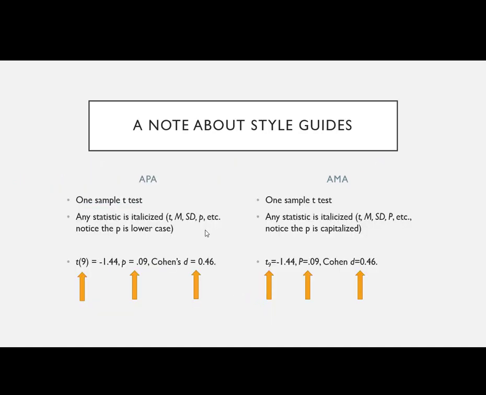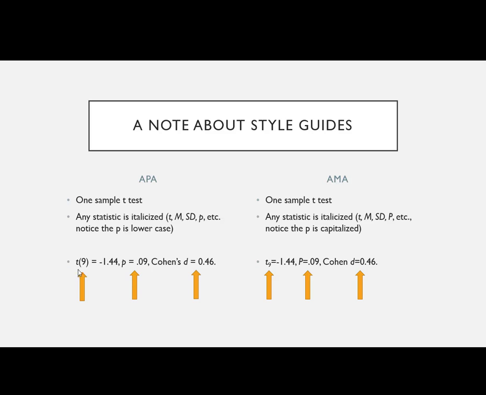When we report out in APA, we're looking at our 1 sample t-test that we did. We have APA and AMA, and you can see that they're very similar, and I'm going to point out how they're different. For both style guides, any statistic that is reported is typically italicized. So this is your t statistic, your mean, your standard deviation, your p-value, etc. Notice in APA the p-value is lowercase, and same for AMA, but the P is capitalized.